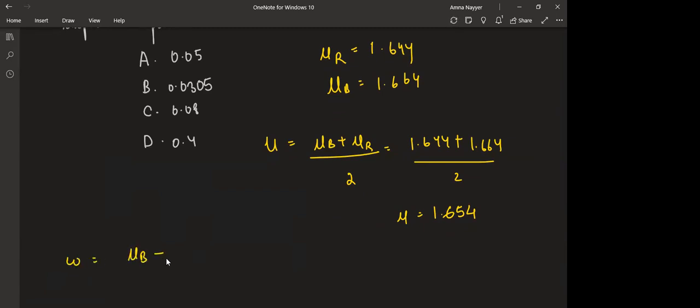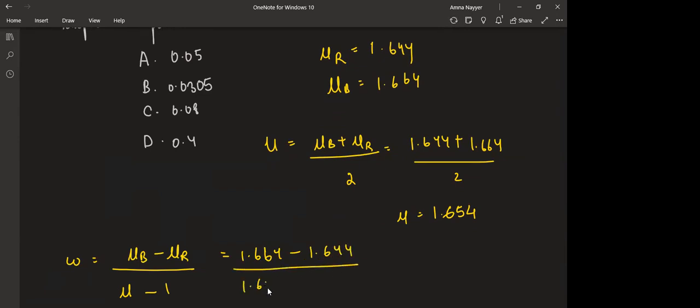So if we have this value, the dispersive power will be the refractive index of blue minus the refractive index of red, divided by the refractive index of yellow minus 1. Use this formula. So blue is 1.664 minus 1.644 divided by 1.654 minus 1. So the answer will be 0.0305. So option B.